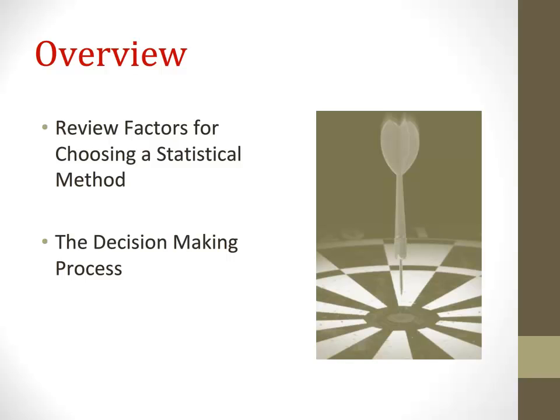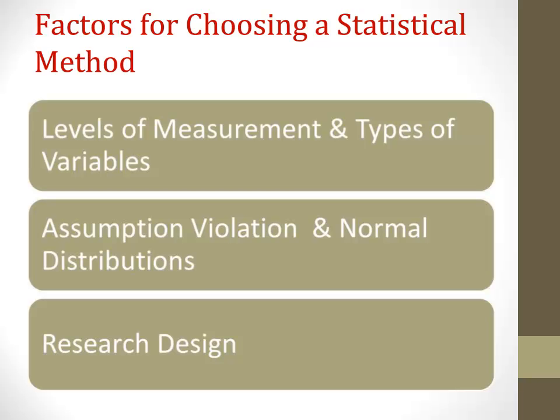In the introduction tutorial, you'll remember we talked about factors for choosing a statistical method, and we really looked at the difference between choosing a parametric versus non-parametric procedure. Here we're going to get a little bit more specific, go a little bit deeper, and look at the decision-making process for choosing a specific statistical procedure. So let's get started.